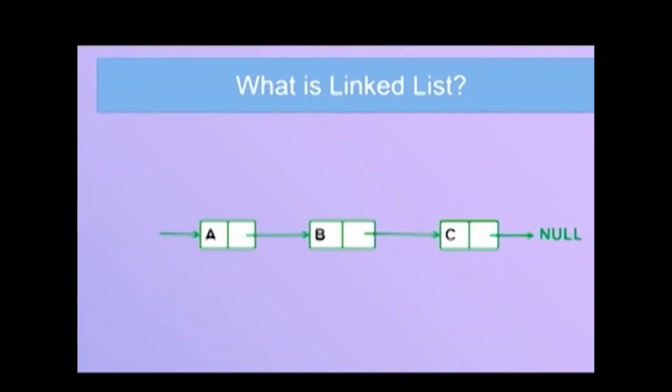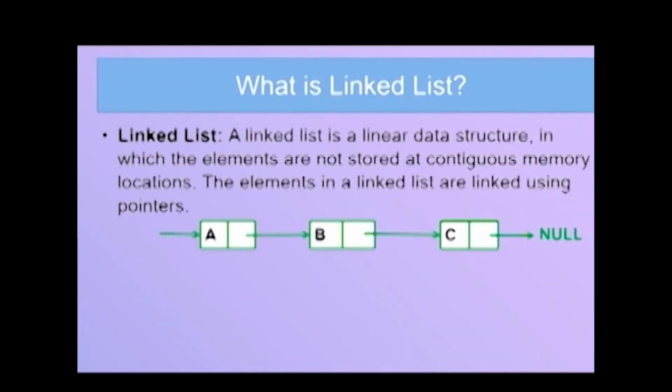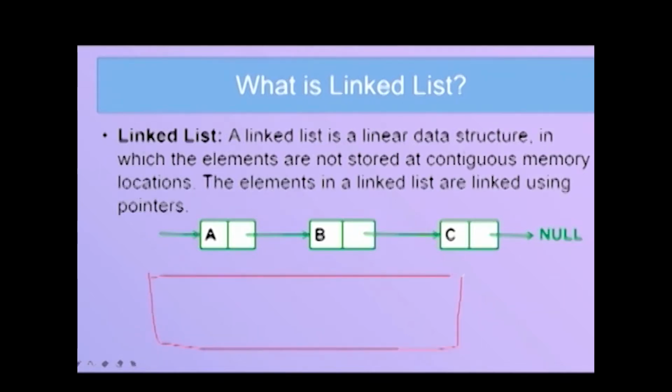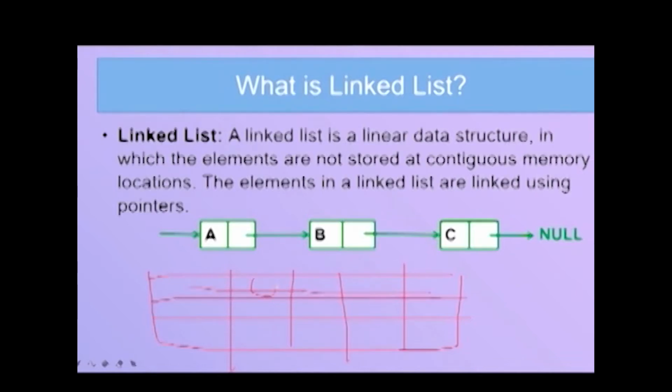First of all, what is a linked list? A linked list is a linear data structure in which the elements are not stored at contiguous memory locations. So what does contiguous memory locations mean? Suppose these are the memory locations, one by one, this after this and this after this. A linked list is not stored at contiguous memory locations.